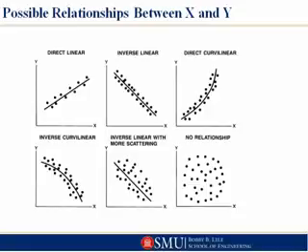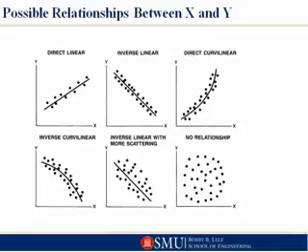And what kind of relationships could you have between x and y? And this is just showing if you map them out, y along the vertical axis, x along the other. You see in the upper left, direct linear, which means every time x increases in a linear relationship, y is increasing.